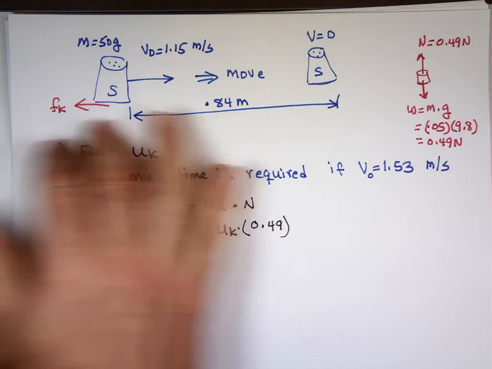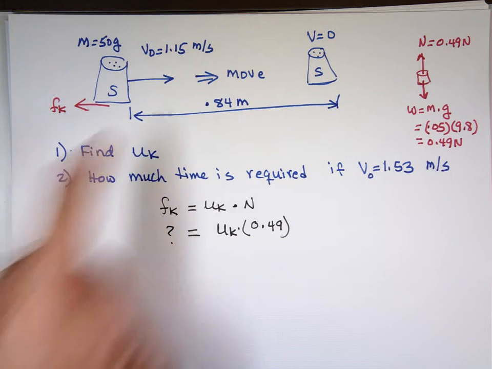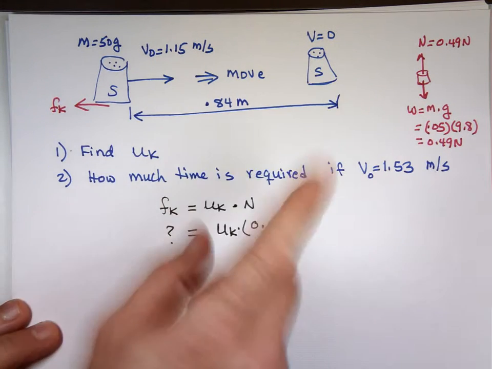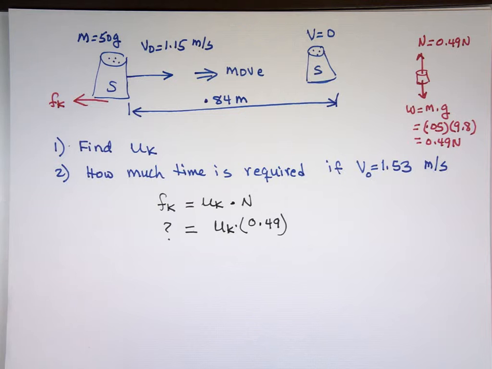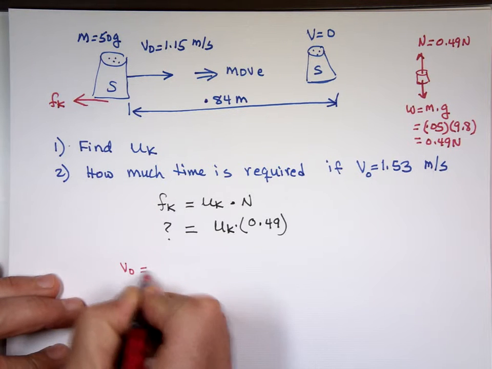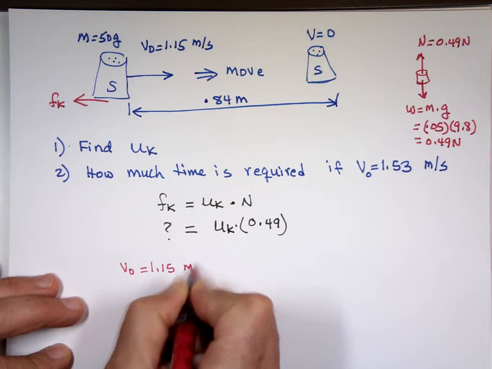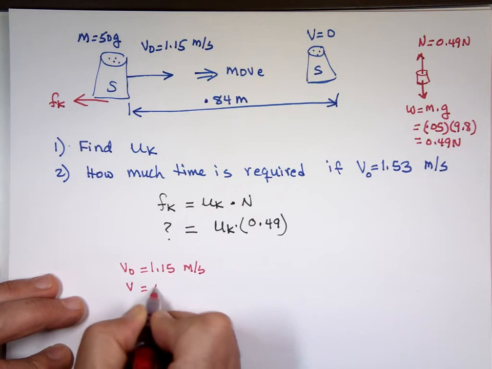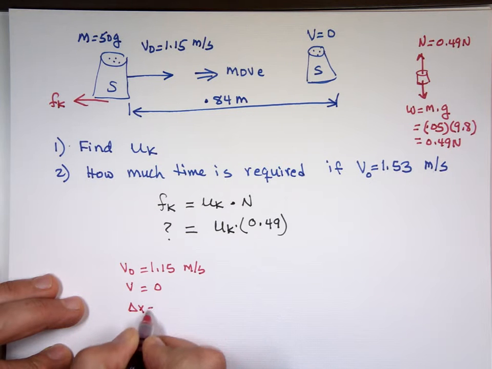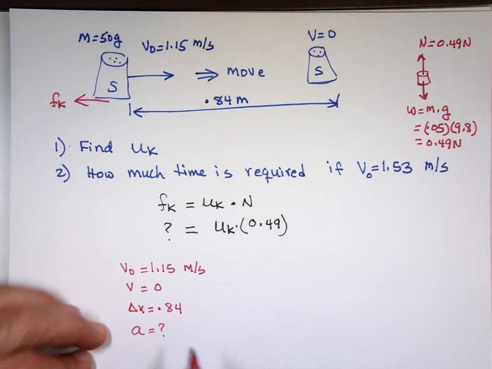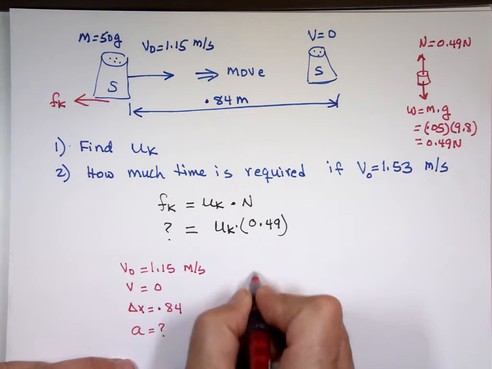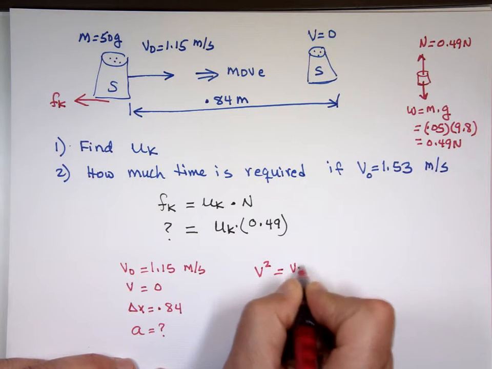Well, we have the object that's moving. We know the initial speed, we know the final speed, we know the distance. So let's write what we know. My goal is to find Fk, but let me list what I know. I know the initial speed, it's 1.15 meters per second. I know the final speed, which is 0. I know delta x, which is 0.84. What else? You know what? I can find the acceleration. How? Using one of those 5 equations that we had.